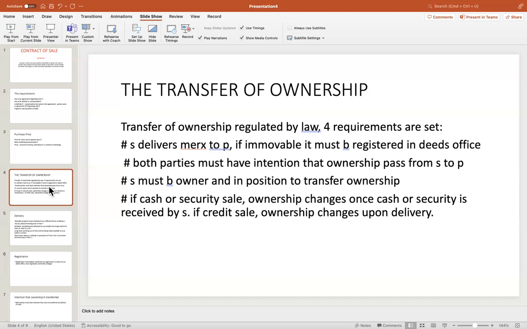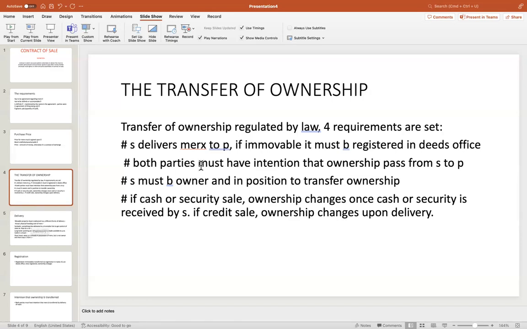In cases of cash or security of sale, the payment must reach me before the ownership changes upon delivery. So if you are paying money into my account, it has to clear. I have to see that the money is there before ownership can actually take place.